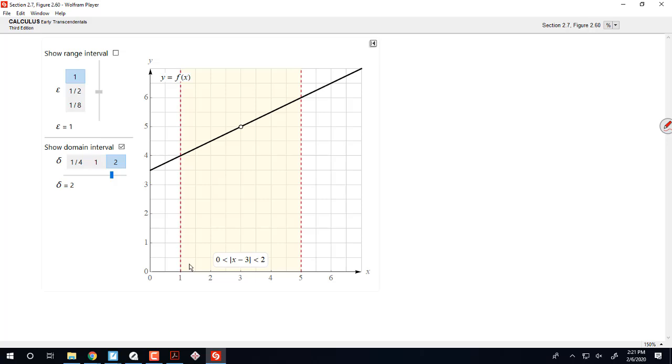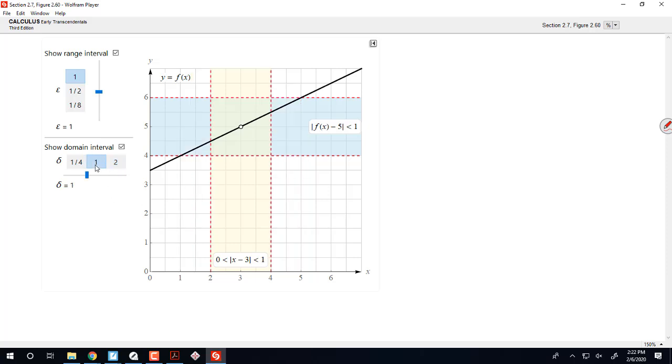And if we want to be within 2 units of 3, then you have to be within a certain range of the y values. So we have to be within that blue range. Our limit's 5. But again, as we shrink that interval around the x value of 3, the window of y values we have to be within gets smaller and smaller, right? So from here, the y values we have to be within are 4 and 6.